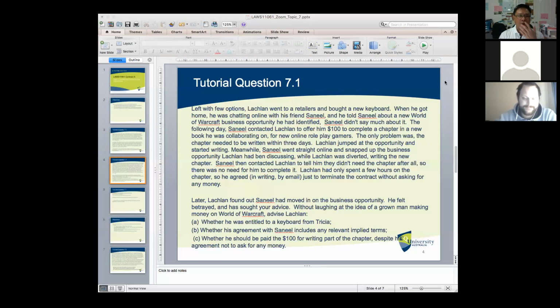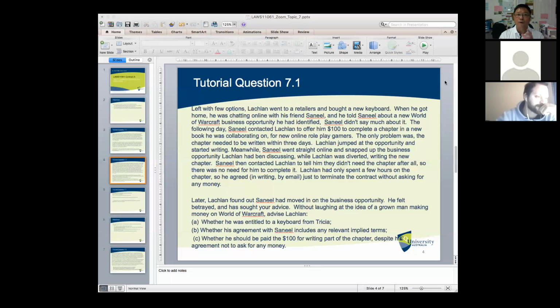So if we remember now that consideration is one of the key elements of a valid contract formation, what does it suggest to us in terms of answering the final question here? Did Sanil provide consideration for the offer of Lachlan? No. Okay. If Sanil did not provide a consideration, what is the implication then in law? There is no contract. There is no valid contract. Because for you to have a valid contract, you need a consideration. And the consideration will be in the form of the $100, if it was.